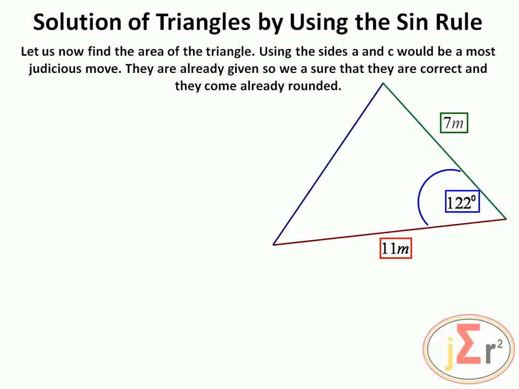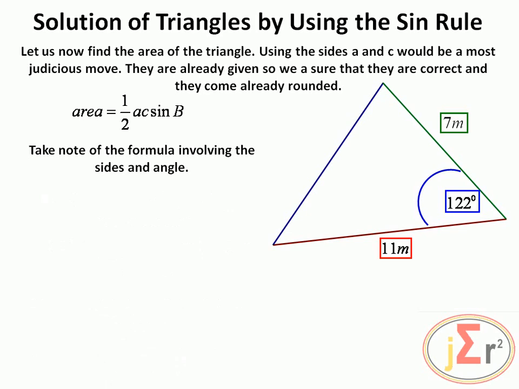Using the sides A and C would be a most judicious move. They are already given, so we are sure that they are correct, and they come already rounded, so no fractions there. If we are going to use the sides 11 and 7, we need to also use the angle that those two sides form. Take good note of the formula involving the sides and angle. Area is equal to half AC sine B. That is what we are going to be using.